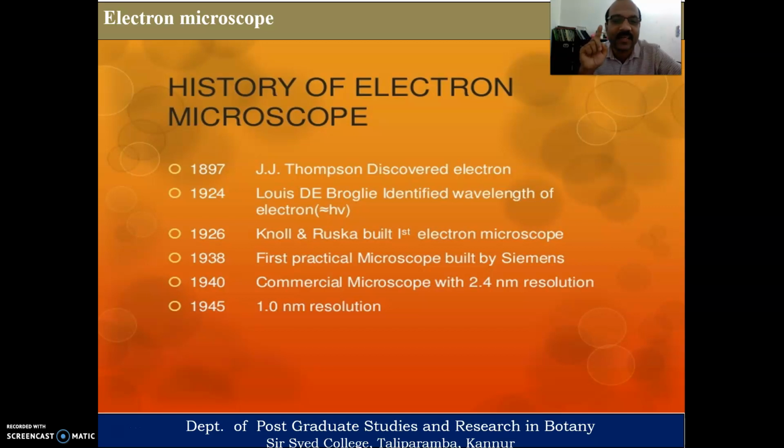Then in 1938, the first practical microscope was built by Siemens.